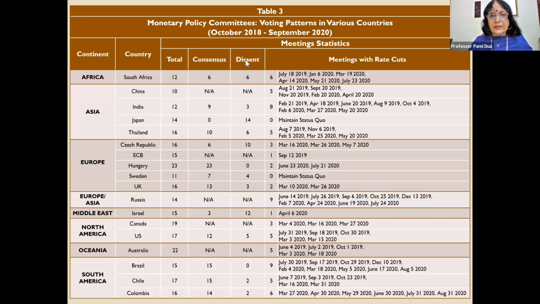What has happened in MPCs in other countries? Now this table is very crowded, so all this data is given in my paper, but if you just focus on the left hand side, you will find that it is normal not to have a consensus in the committee meetings in various countries. So here I've divided this continent wise. Whether you look at Asia, Europe, the Middle East, North America, Oceania, or South America, I've picked up some countries and shown you that it is quite acceptable not to have a consensus in the monetary policy meetings.